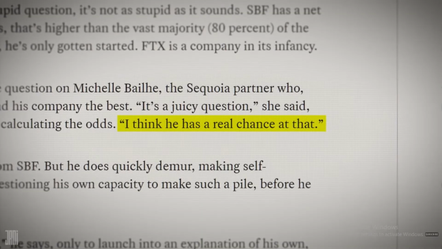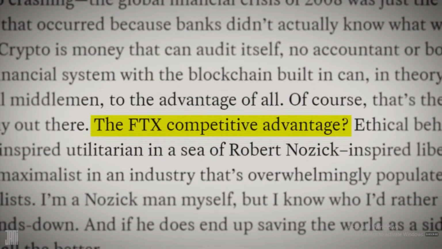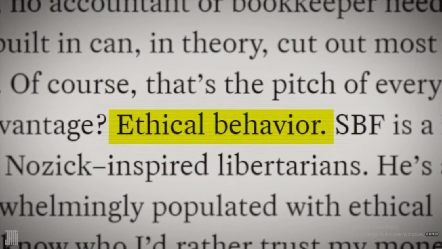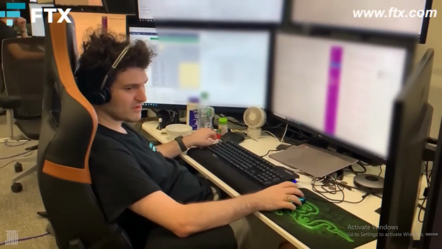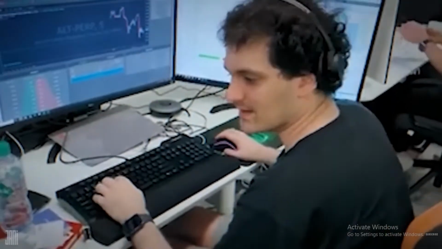They even go as far as saying that unlike other crypto companies, FTX has a unique selling point: their ethical behavior. There's this image of who Sam was that people were buying into. An effective altruist, a crypto genius, a nerd who played video games whilst casually pitching billion-dollar investors.